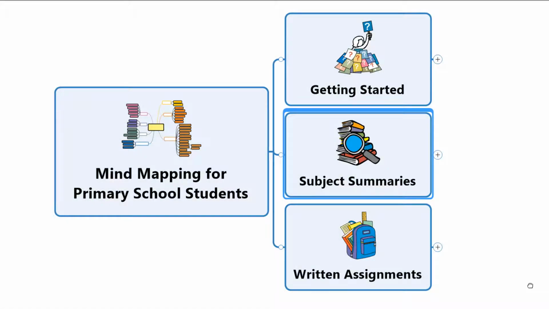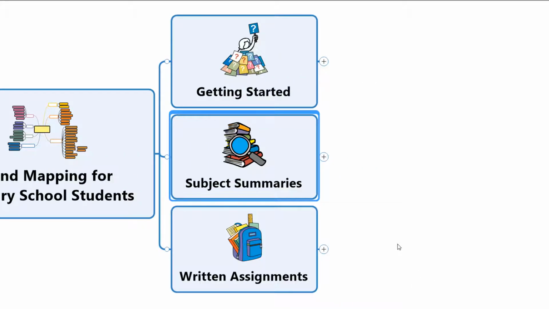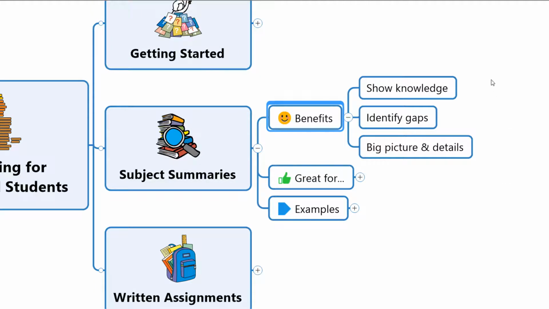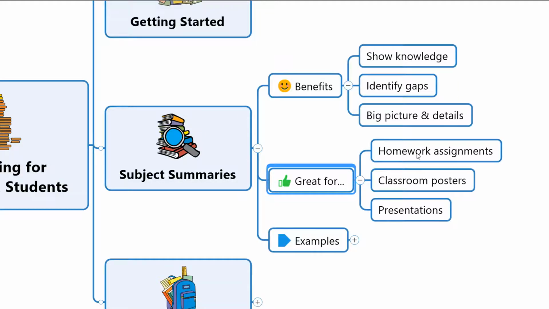Subject summary mind maps are a great way for students to show and explore what they know about a particular topic, and also serve as a great way for teachers to see how a student understands and thinks about a topic, including where the knowledge gaps may be and how well the student grasps both the big picture and the smaller details of a subject. This type of mind map is great for homework assignments, classroom posters, and even presentations. So let's take a look at how these might work.